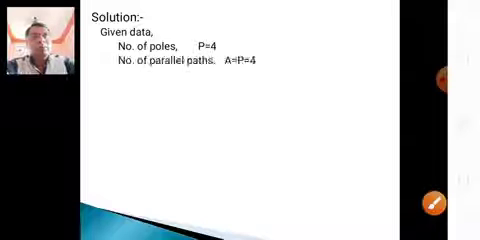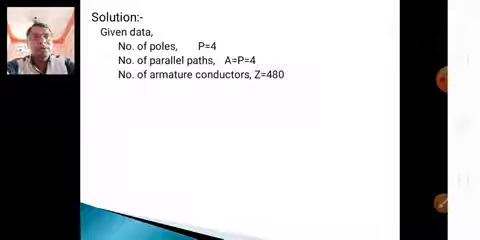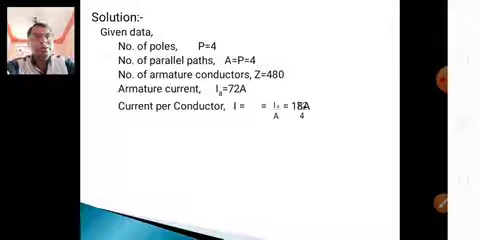Given data is number of poles P equal to 4 and the number of parallel paths A equal to P equal to 4 and the number of conductors Z equal to 480. Armature current is Ia equal to 72 amps. Current per conductor is I equal to Ia by A. Here in lap winding I equal to Ia by A, I equal to Ia by P because here A equal to P, same. So that's why it is written I equal to Ia by P. So Ia is 72 by 4, that is equal to 18.